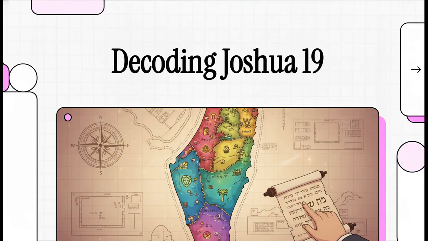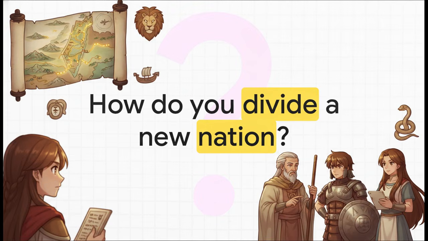Welcome to this explainer. Today, we're diving into what is literally the ultimate ancient zoning and real estate project in human history. We're decoding Joshua 19 to see exactly how an entire nation's borders were drawn up totally from scratch. I mean, we're getting right down to the city limits here. So how do you divide a brand new nation?